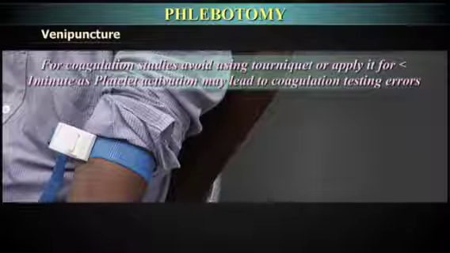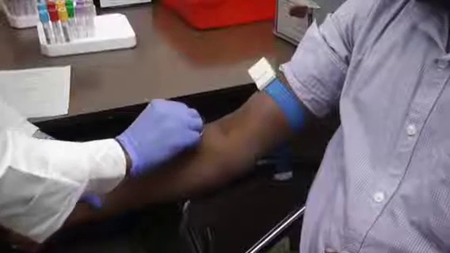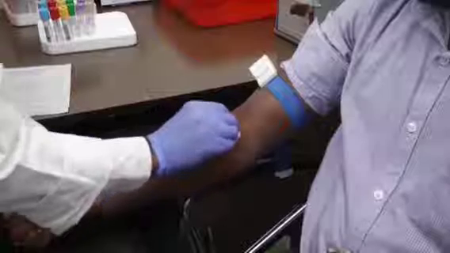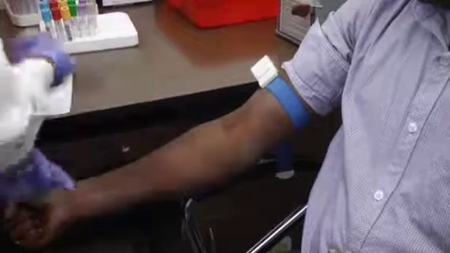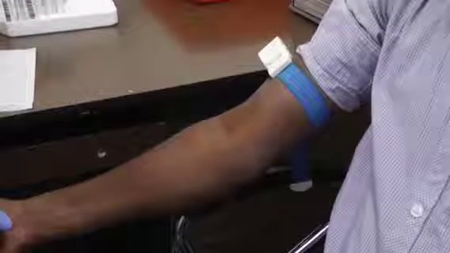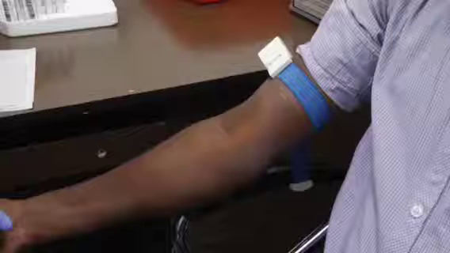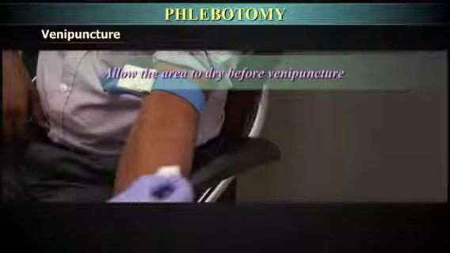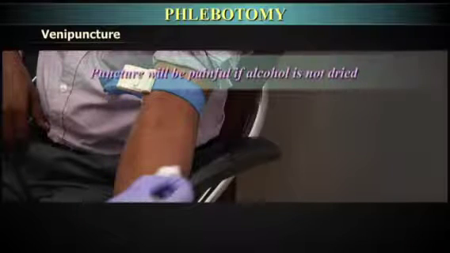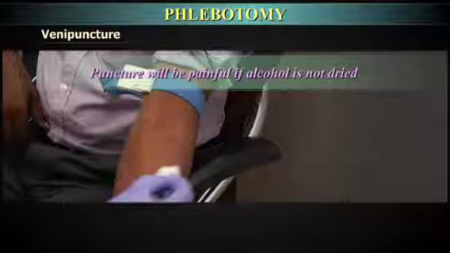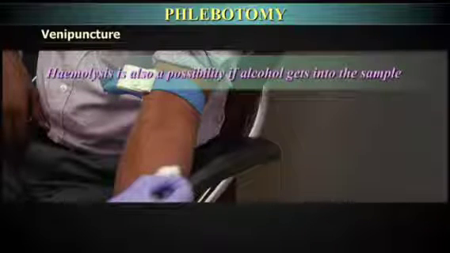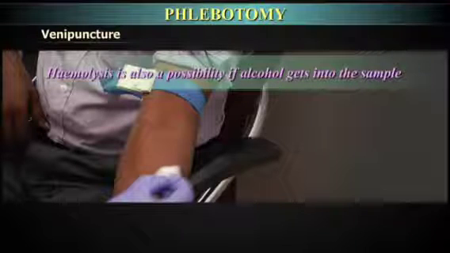coagulation testing errors. Clean the venipuncture site with 70% isopropyl alcohol swabs or sterile swab using a circular motion from the center to the periphery. Never do the reverse. Allow the area to dry before venipuncture. The puncture will be painful if alcohol has not dried. Hemolysis is also a possibility if alcohol gets into the sample.